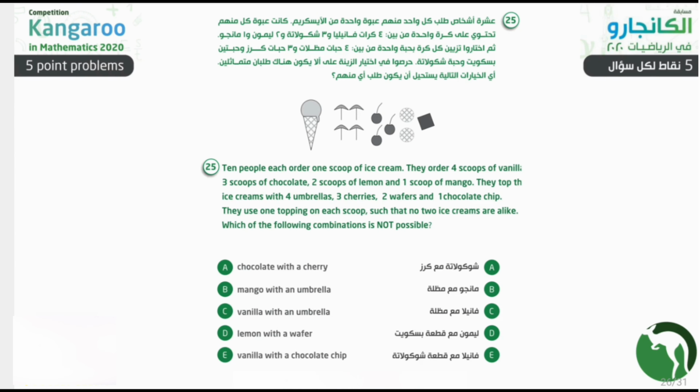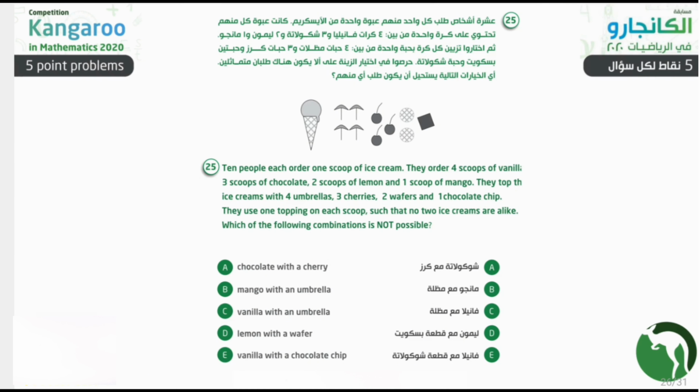They top the ice creams with 4 umbrellas, 3 cherries, 2 wafers, and 1 chocolate chip. They use one topping on each scoop such that no 2 ice creams are alike. Which of the following combinations is not possible?